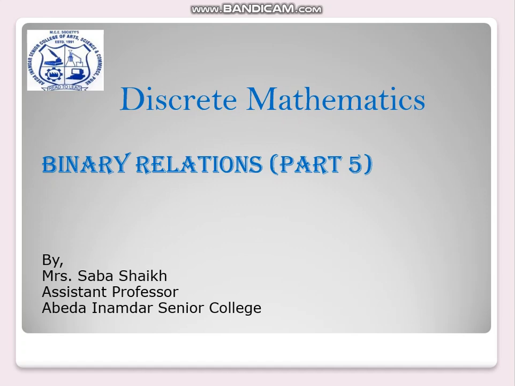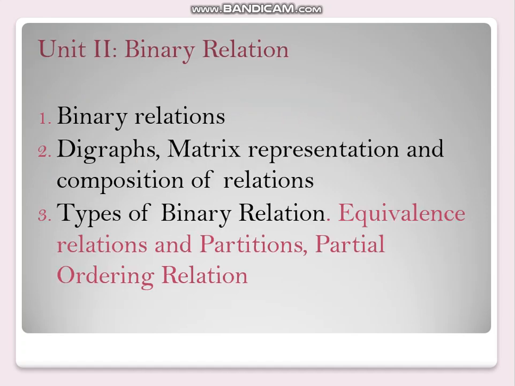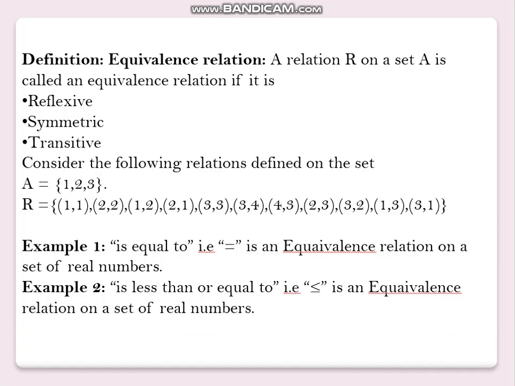In the previous session we have learned the types of binary relations, and in this lecture we are going to see what is equivalence relation and partial order relation. So the definition: a relation R on a set A is called an equivalence relation if it is reflexive, symmetric and transitive.